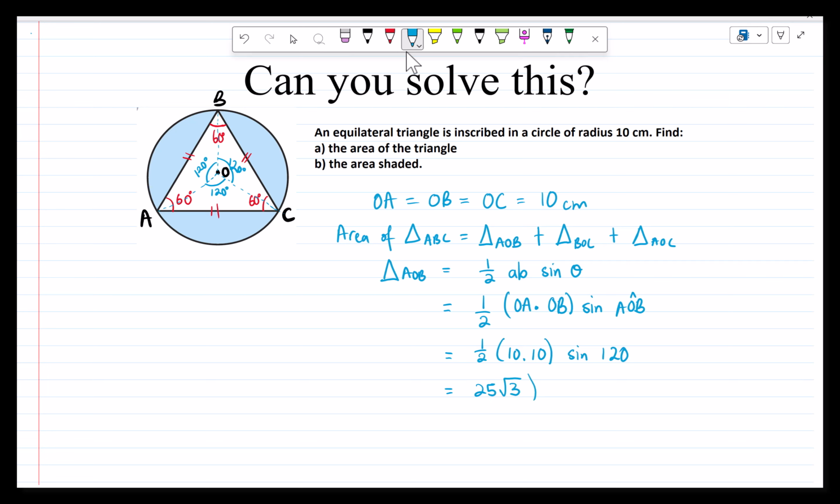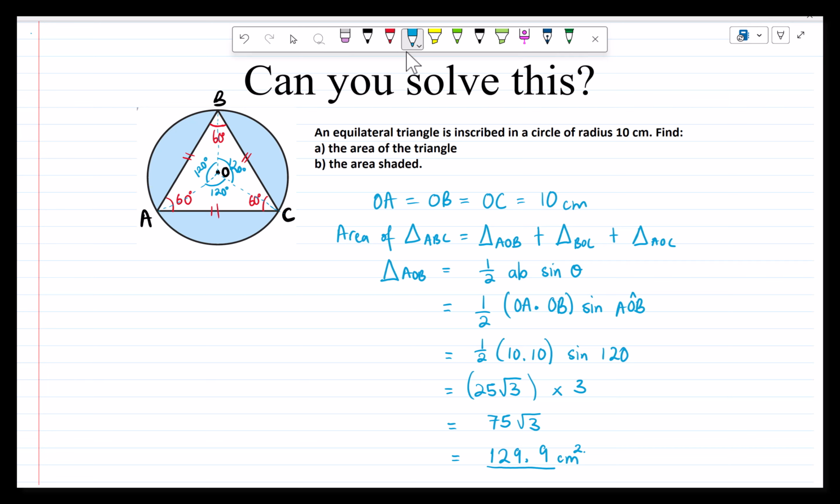Since there are 3 triangles, we multiply this 25 root 3 by 3, and we get our answer as 75 root 3. Putting it in decimal form, this is equal to 129.9 square centimeters. This is the area of the triangle ABC.